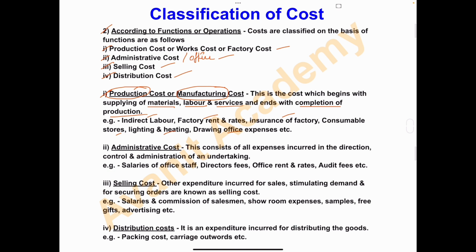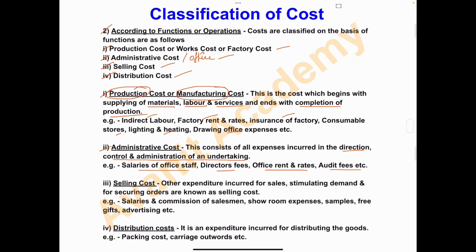Second one is administrative cost. This administrative cost consists of all the expenses incurred in direction, control, and administration of the undertaking. Here are the examples of administrative cost: salary of office staff, director fees, office rent and rates, audit fees, etc.